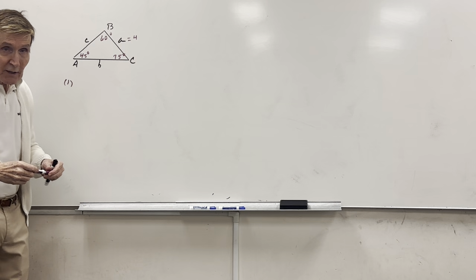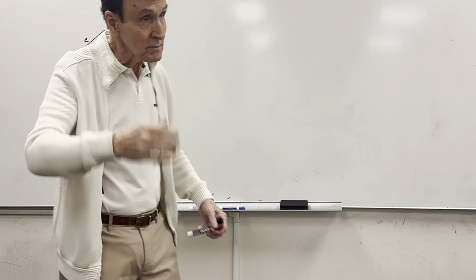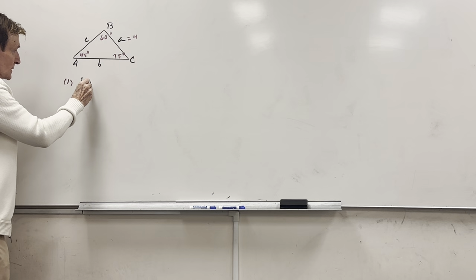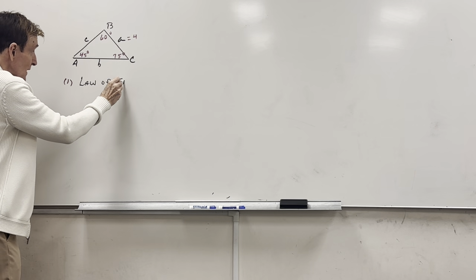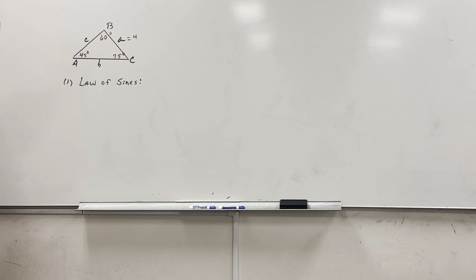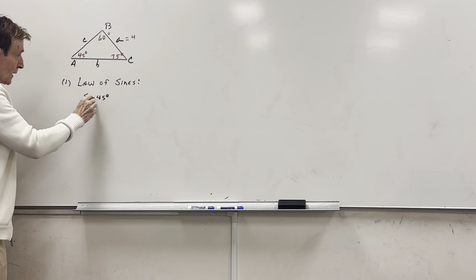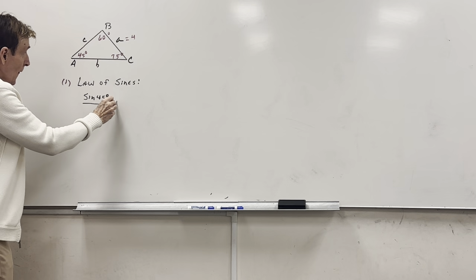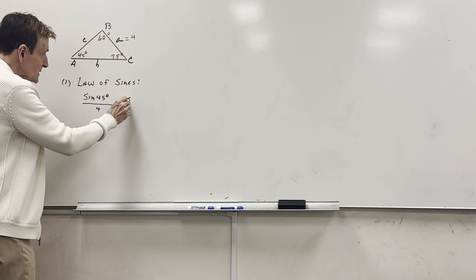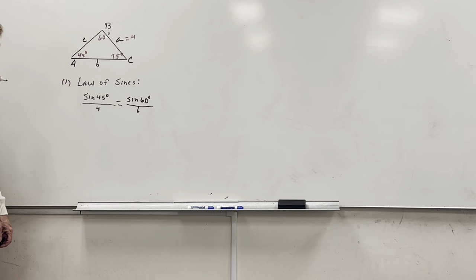Now, based on what you see, would you do it by law of sines, or would you try law of cosines? Law of sines. If you want law of sines, match things up for me first, even though some students may use law of cosines and make it work. Someone match up things for me for the law of sines. Wouldn't it be sine of 45 degrees over 4 equals sine of 60 degrees over B? And that will allow me to find B.